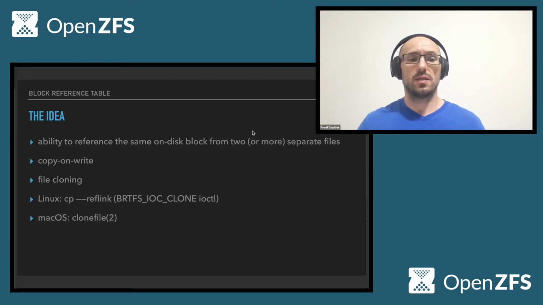It turns out that Linux already has this feature through Btrfs. There is a special ioctl, and there is an option for cp called reflink that you can use to clone a file. And there is a dedicated system call on macOS, clonefile, which also allows you to do exactly the same thing.